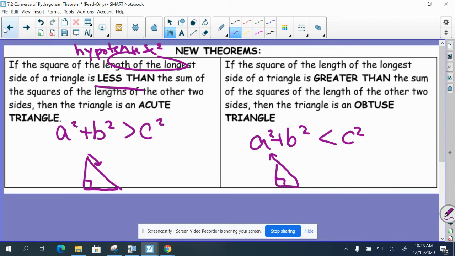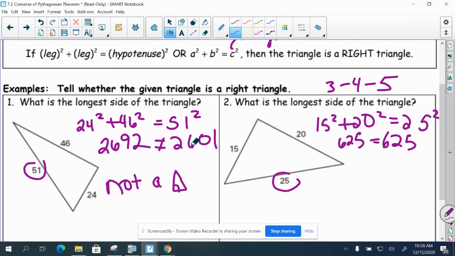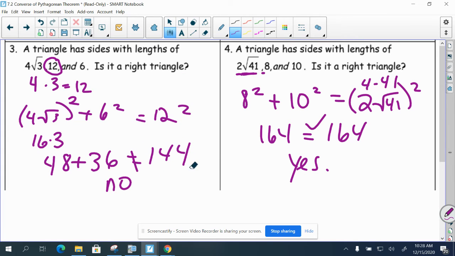Make sense? So looking back at number 1, 2601 is smaller, the hypotenuse squared is smaller, so this would be an acute triangle. And then for number 3, the hypotenuse is bigger, making it obtuse. Or the hypotenuse squared is bigger.